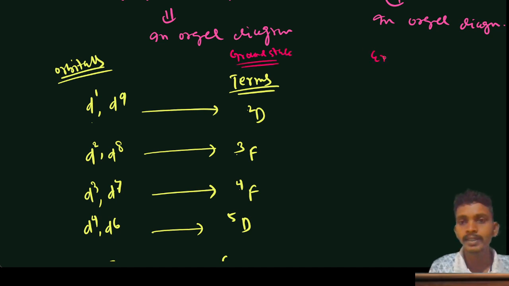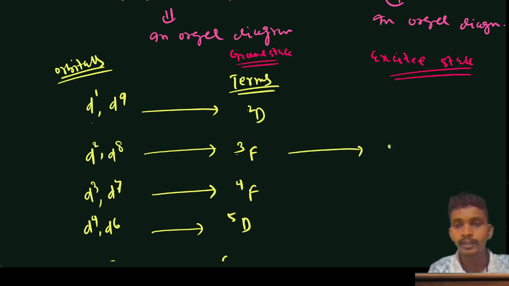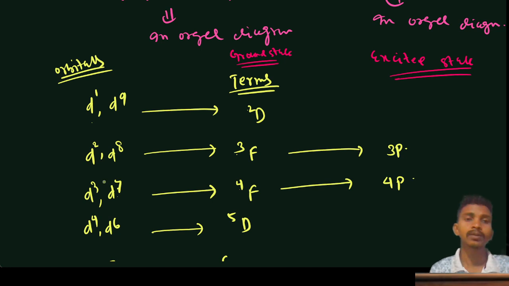And for excited states, for d2 and d8 we will get 3P, and for d3 and d7 we get 4P. Okay, so this is that.